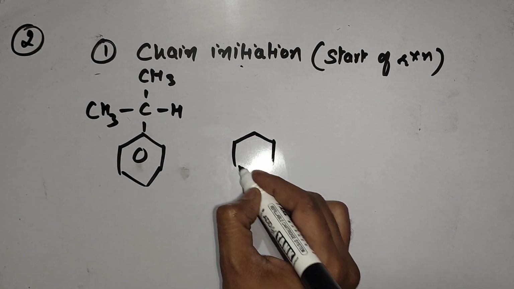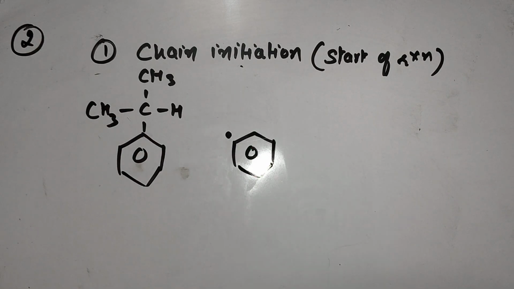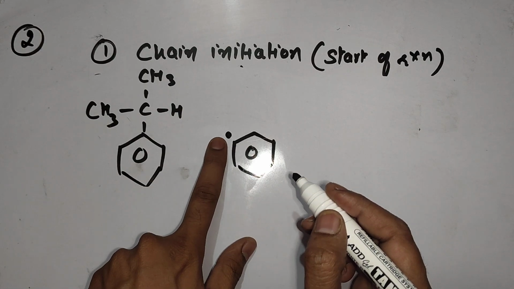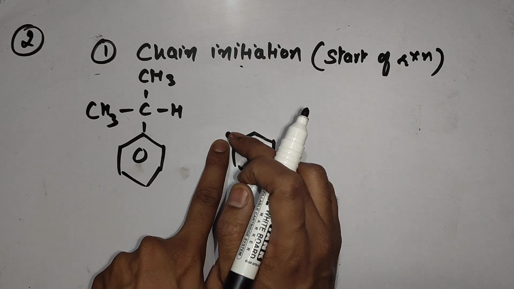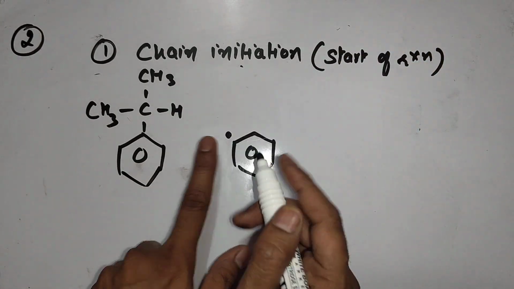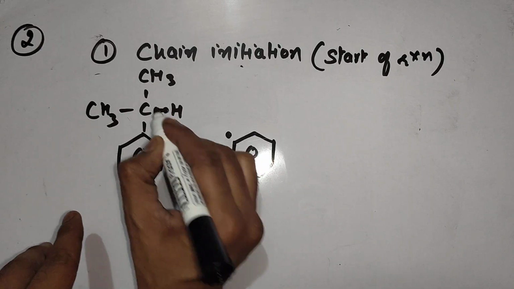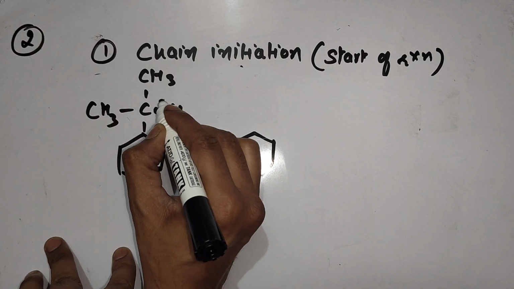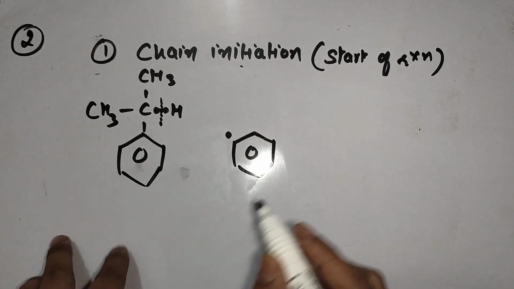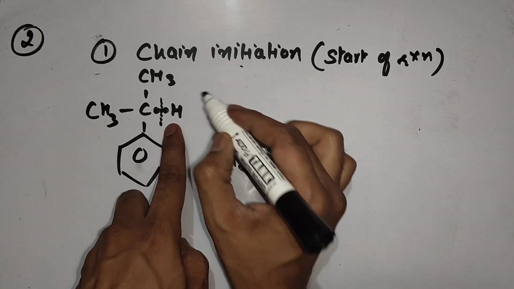Now the phenyl carbon free radical which is generated has an unpaired electron, making it unstable. What does it want? It wants one more unpaired electron for its stability. For that, it will attack this hydrogen, and the bond will break like this. The two unpaired electrons will make a bond.